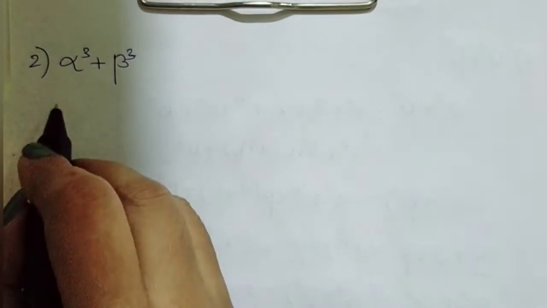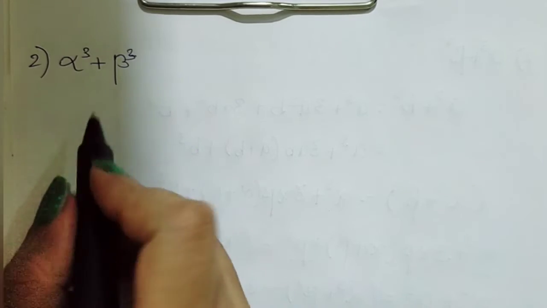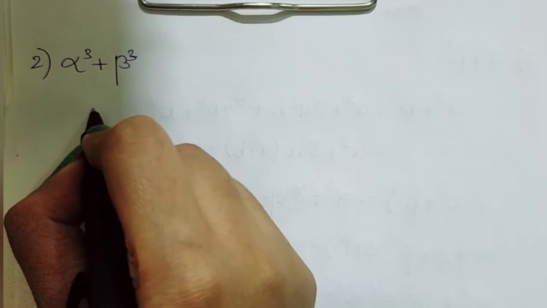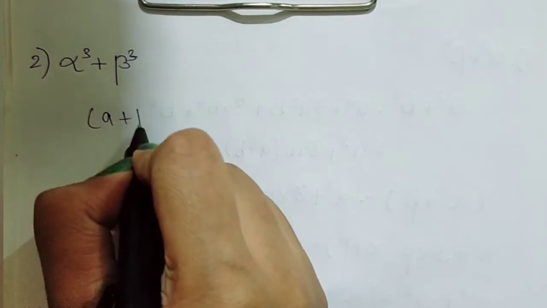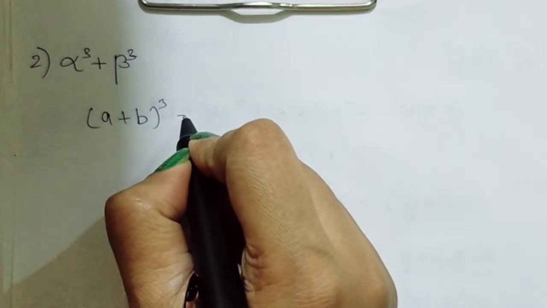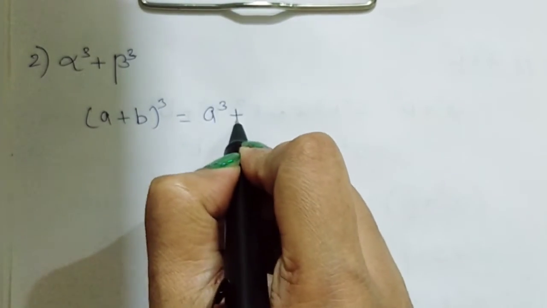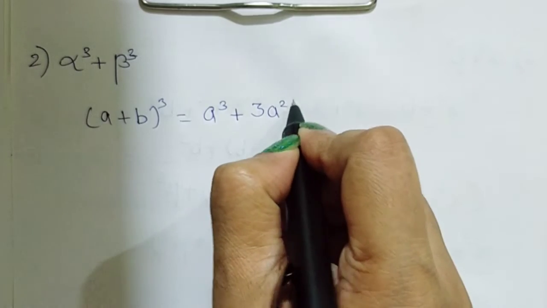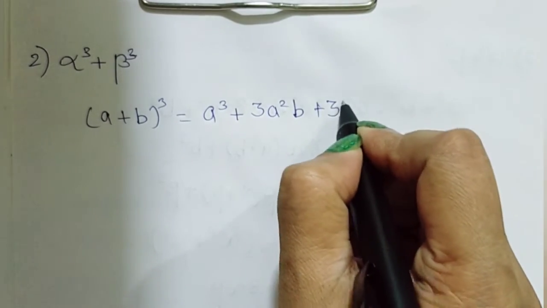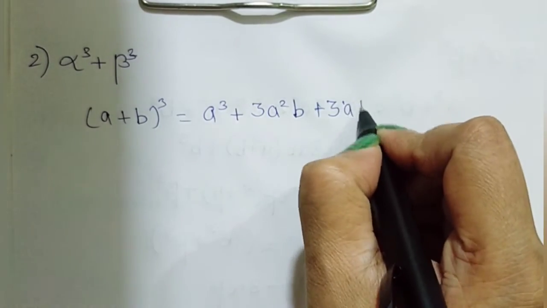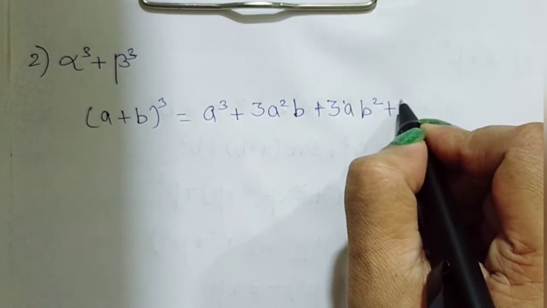Now alpha cube plus beta cube. For this we are going to apply the formula of a plus b cube, that is a cube plus 3a square b plus 3a b square plus b cube.